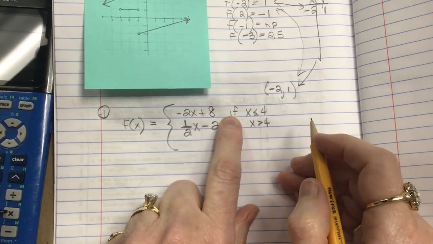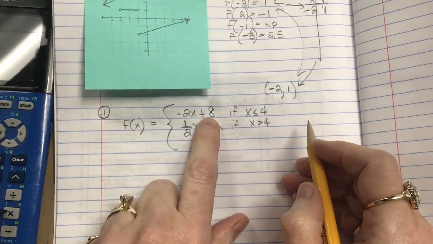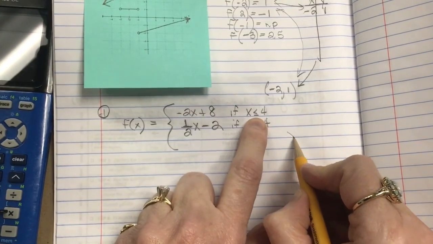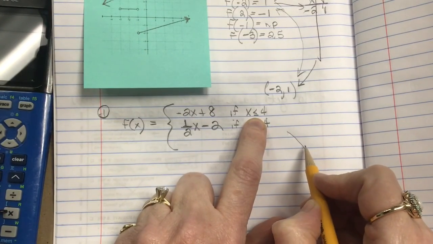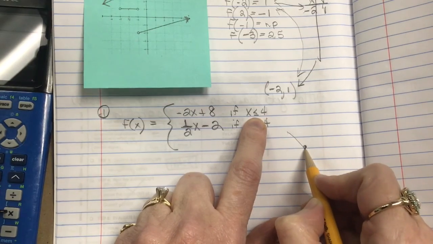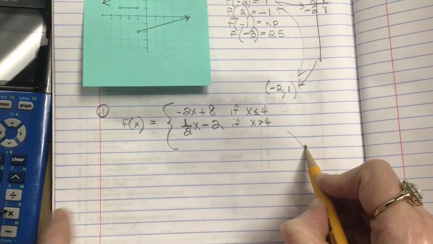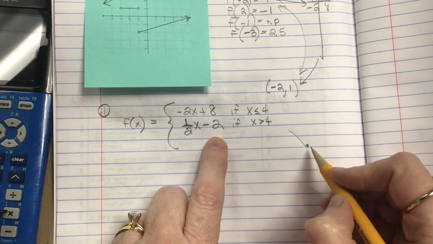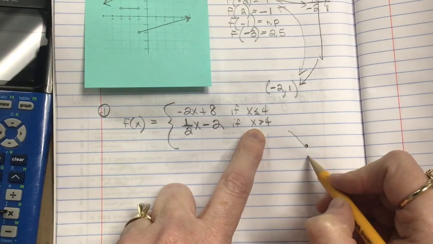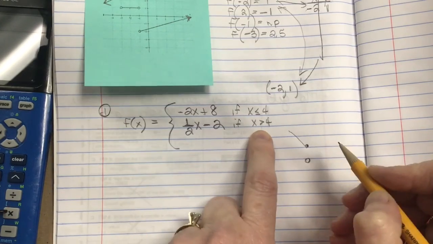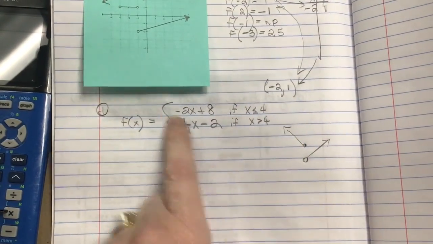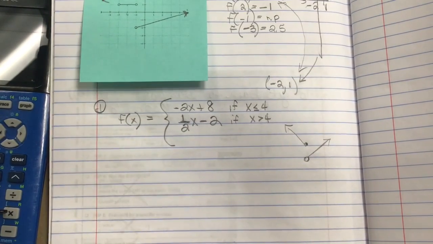But I know this one has a domain. It's a line, and its slope is negative, so I know it's going to be coming down, and at positive 4, it's going to have a solid dot. And then this one's going to be going up. Now, I'm not exactly sure where my y and x intercepts are, but I do know that at 4, it would have to be an open dot, and it would be going up. Something like that's what that graph would look like.